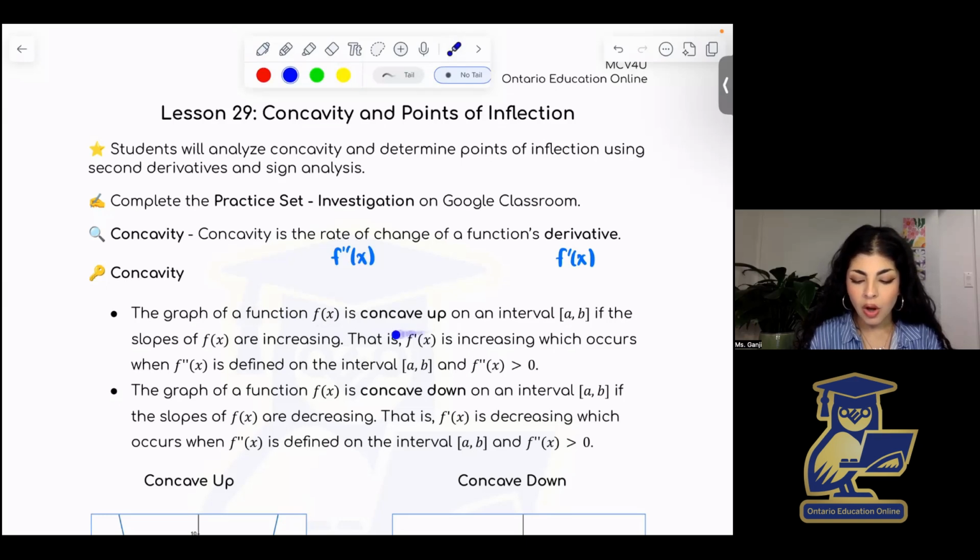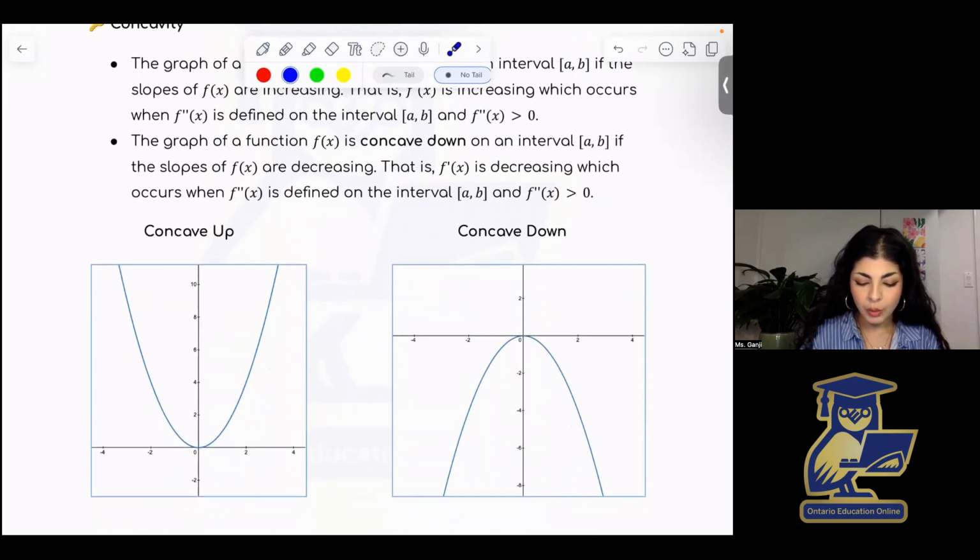In terms of a graph, we say that a graph is concave up on an interval if the slopes of f of x are increasing. So that means the rate of change of the derivative is positive. So if f prime of x, the first derivative, is increasing, which occurs also when f double prime of x is defined, so the second derivative also has to be defined, and the second derivative is greater than 0, then we say that it is concave up. Showing you what that looks like in an image, this is concave up, so it's opening upward.